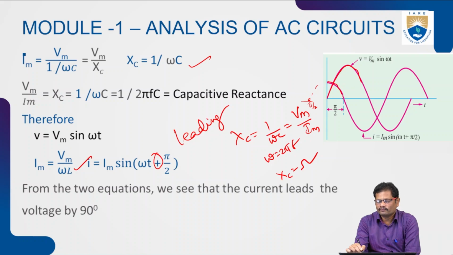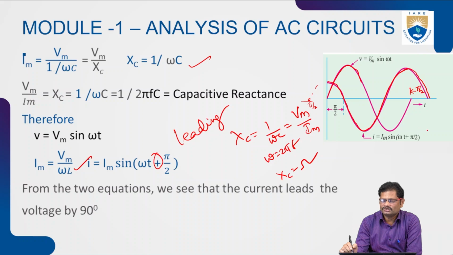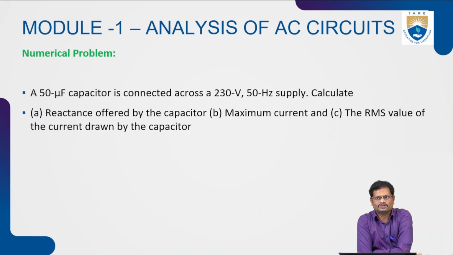So it is the behavior of the response, that is current. So exactly there is a phase difference of 90. From these two equations, we see that the current leads the voltage by exactly 90 degrees. We will see a numerical problem for this capacitor circuit also.